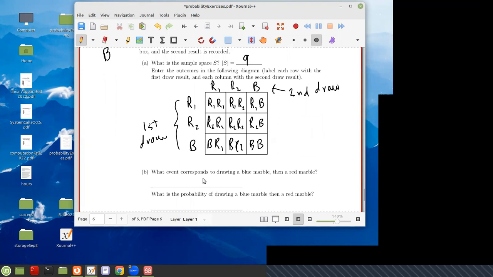Now, what event corresponds to drawing a blue marble, then a red marble? Okay, I'm going to let you take a moment and write down. Now, this is an event, not a probability. You've got to distinguish between events and probabilities. So what's the event that corresponds to drawing a blue marble, then a red marble?